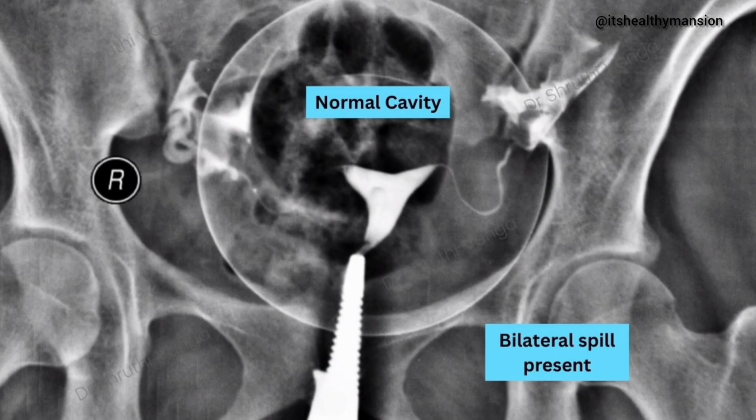So this is the first HSG we are going to see. It is a normal HSG where you will see a normal uterine cavity with right side and left side fallopian tube spill plus. The dye is positive because the dye spillage has been seen.